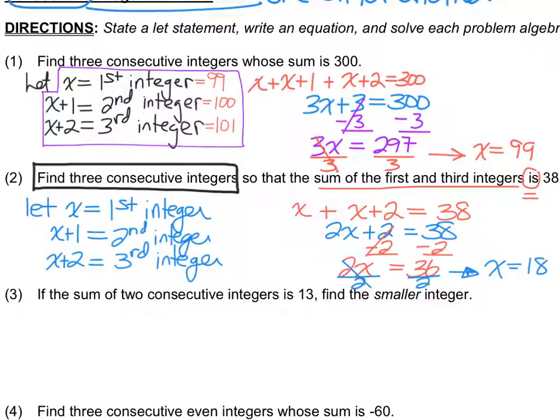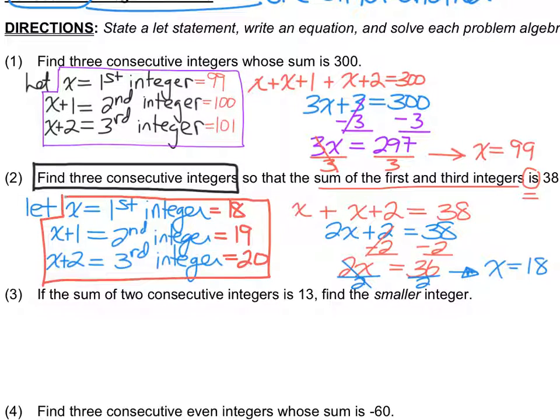All right, so I know my first integer is 18. My second one would then be? 19. And then 20. All right, so this ends up being my final answer. A nice detailed let statement can also double as your solution statement. Because if you have this organized nicely, then it really is just a matter of putting what the final answer would be over here. All right, so that's kind of nice.